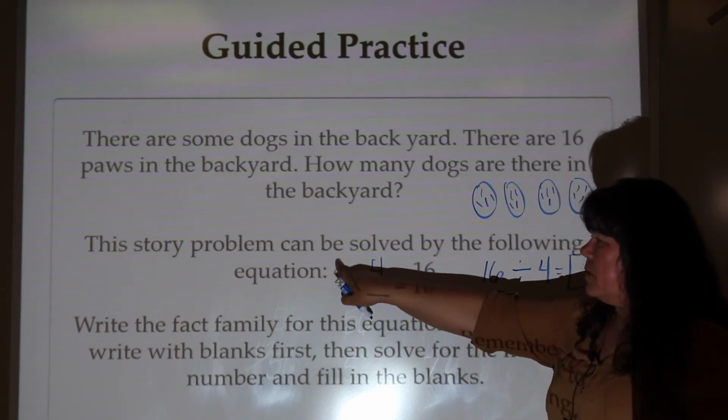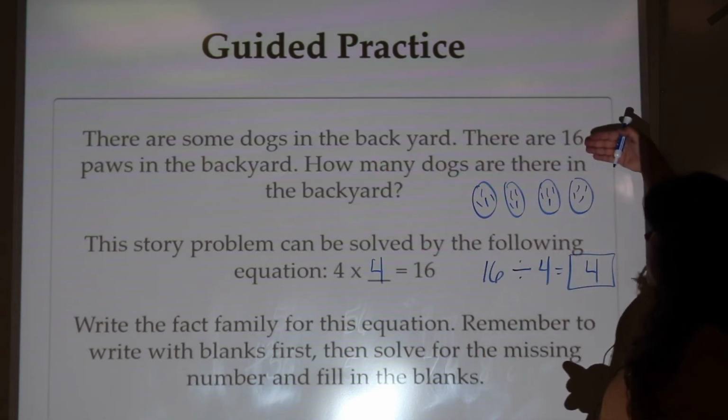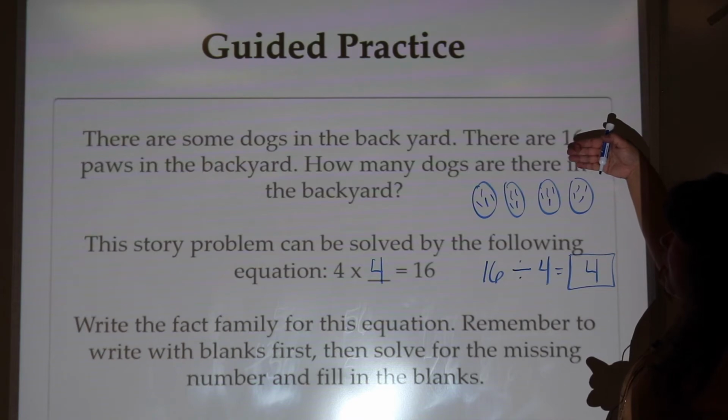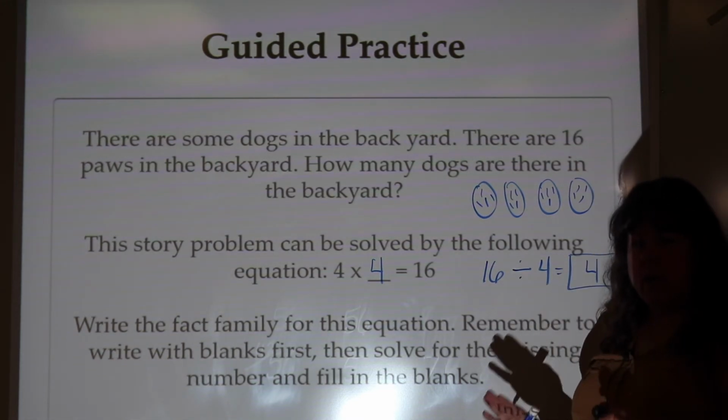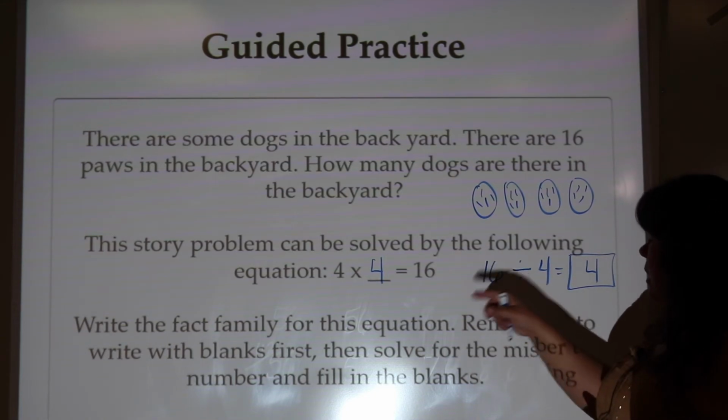Just want to make sure you understand where this 4 came from, because you don't see it anywhere written in here. It talks about there's some dogs, and it says that there's 16 paws. So remembering that a dog has 4 legs, 4 paws. So that's why that's 4.